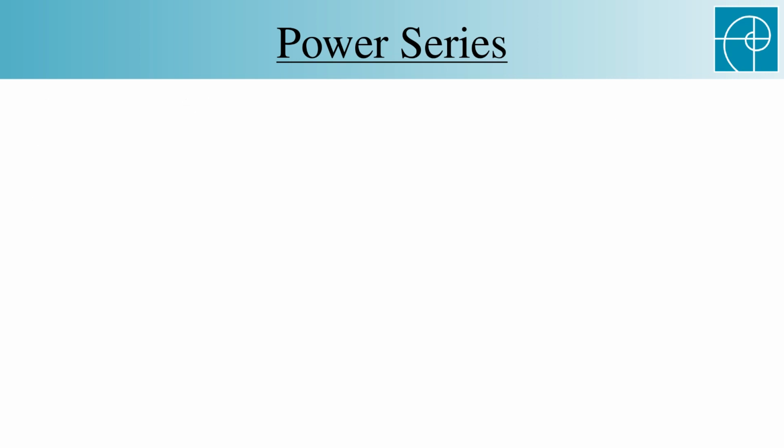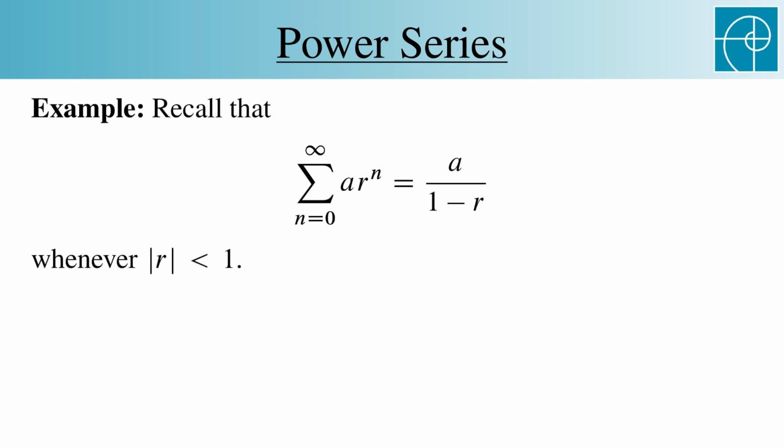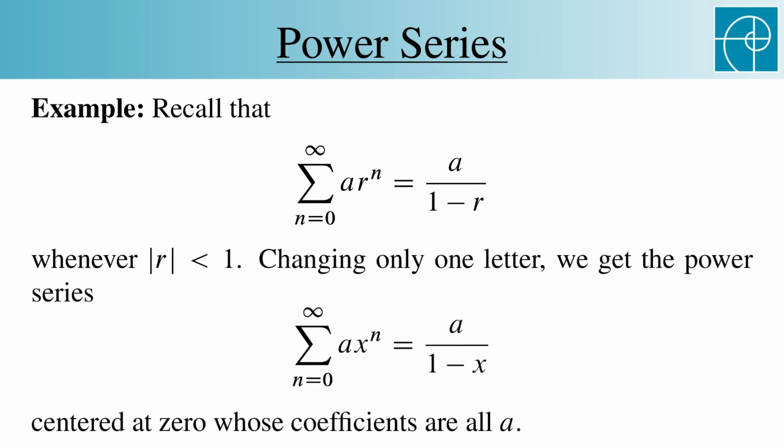Let's look at an example. Recall that the geometric series converges to a over 1 minus r whenever the absolute value of r is less than 1. Changing only one letter, we get the sum from n equals 0 to infinity of a times x to the n, which is a power series centered at 0, all of whose coefficients are a. Note that this expression is defined only when the absolute value of x is less than 1.